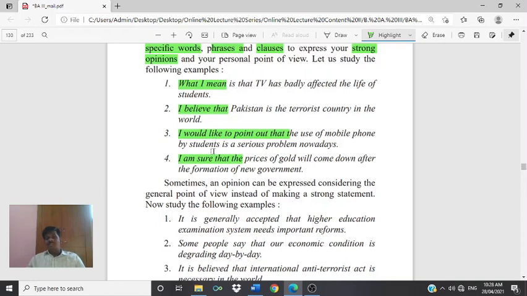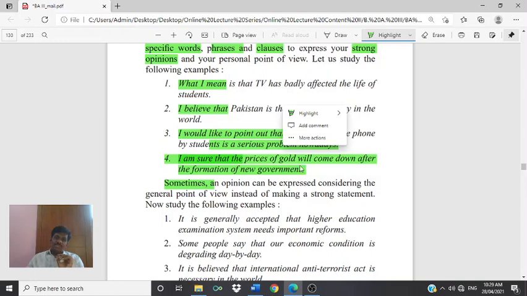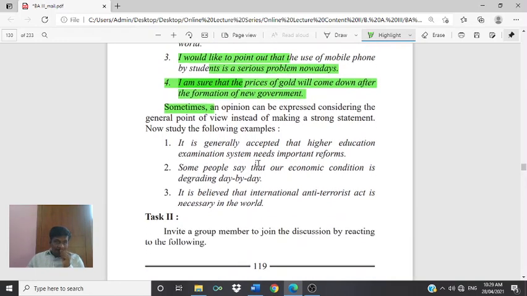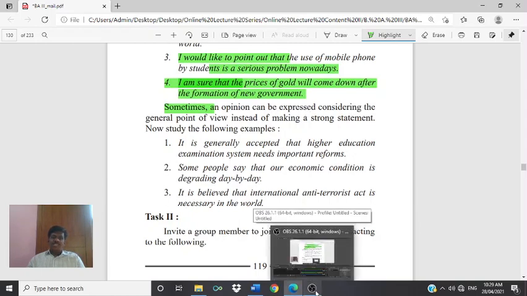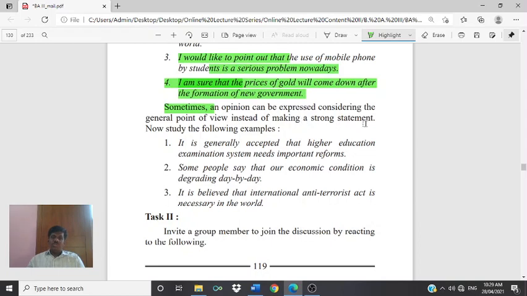These are the clauses, words or phrases that we use to express our strong opinion. When we have a strong opinion, when we are very sure about things, only then can we express our strong opinions. These are the sentences we are supposed to use in expressing a strong opinion. Sometimes an opinion can be expressed considering the general point of view instead of making a strong statement.